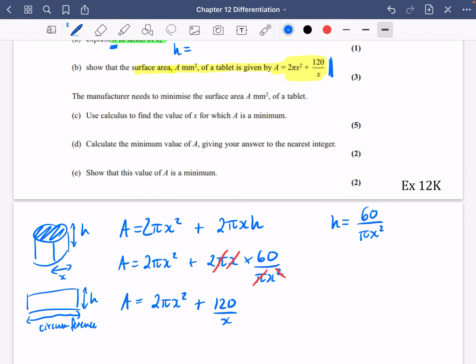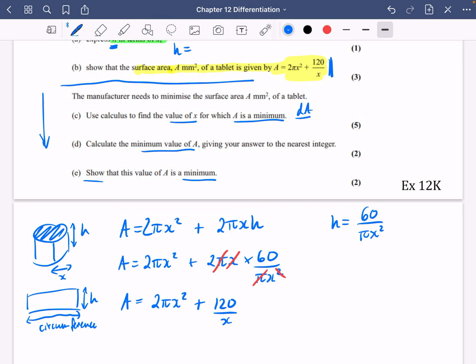Now imagine that you got stuck and you couldn't do A and B. You can still do C, D, and E. It now says that the manufacturer needs to minimize the surface area of the tablet. I don't know why they need to minimize it. It might be something to do with the way that it enters the bloodstream, who knows. So we're going to use calculus to find the value of x for which A is a minimum. Then we're going to find the minimum value of A, and then we're going to show that it is a minimum.